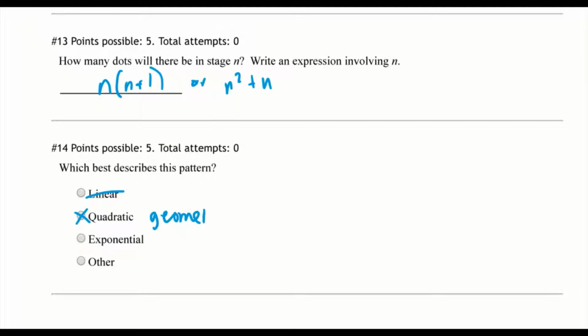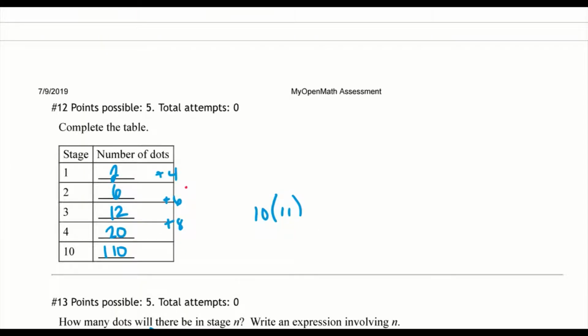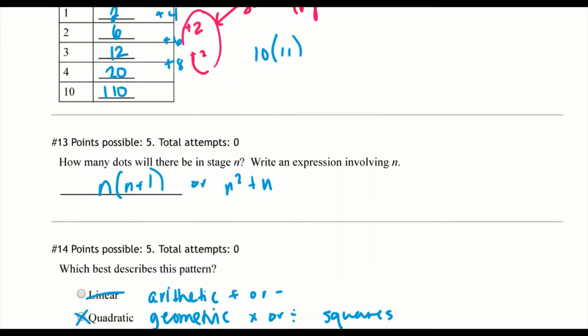So this is a quadratic pattern. It's also known as geometric. So linear might be arithmetic. Quadratic might sometimes be called geometric. And there's going to be an exponent when we're dealing with the quadratics or geometric. And again, another way to know it's quadratic is because if I go out, the second layer in the pattern is going to be going up by 2s.